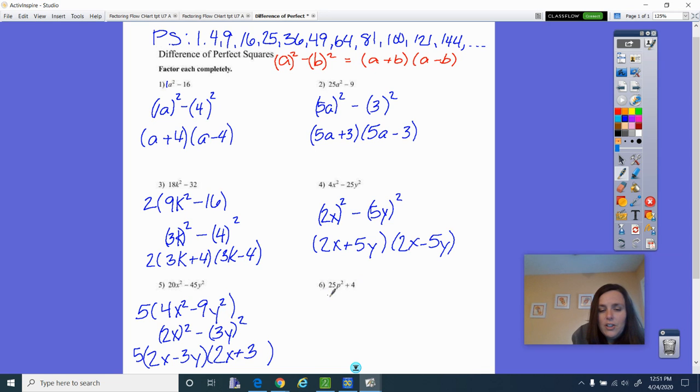All right, so here, look at this. Do I have a difference of perfect squares? Well, is 25 on my list? Yes. Is p squared a perfect square? Yes. Is 4 on my list? Yes. But do I have a minus sign? No. This is not a difference of perfect squares. This is not factorable.